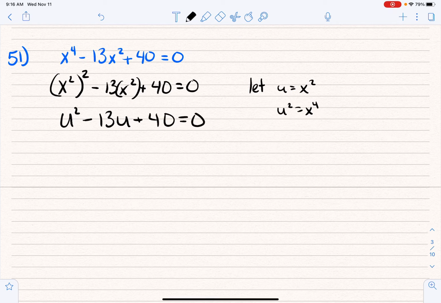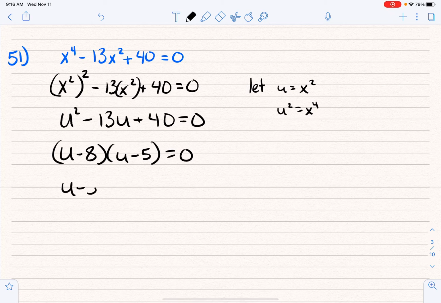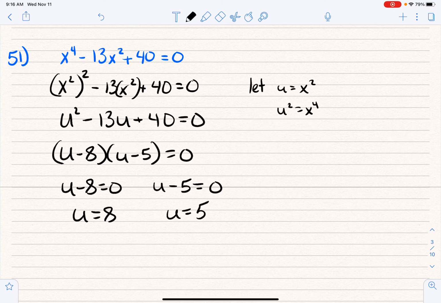Now, what are factors of 40 that add up to be negative 13? Well, negative 8, negative 5. So I get u minus 8 times u minus 5 equals 0, which would mean u minus 8 equals 0, so u is 8, or u minus 5 equals 0, so u is 5. And then I got to go back and resubstitute.